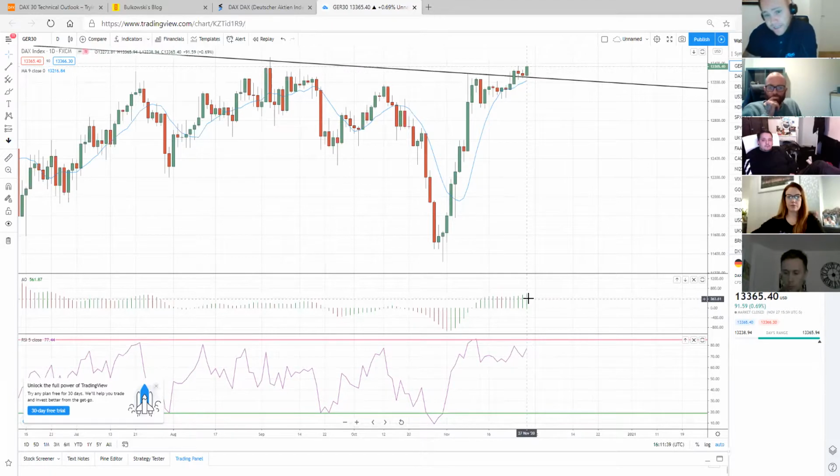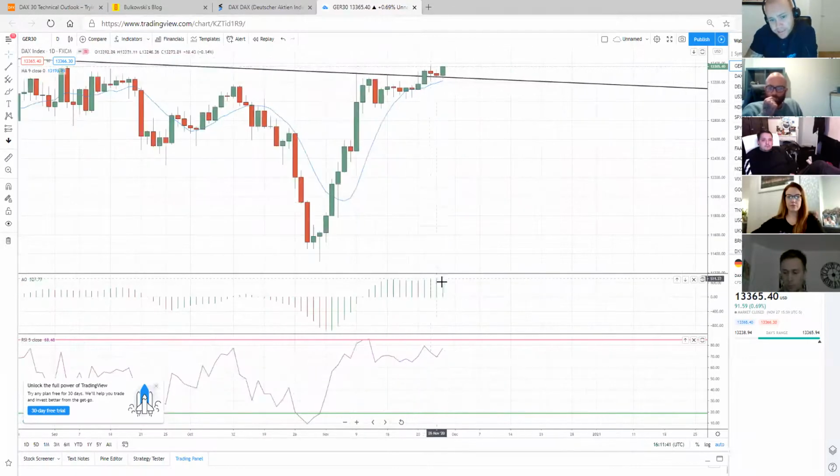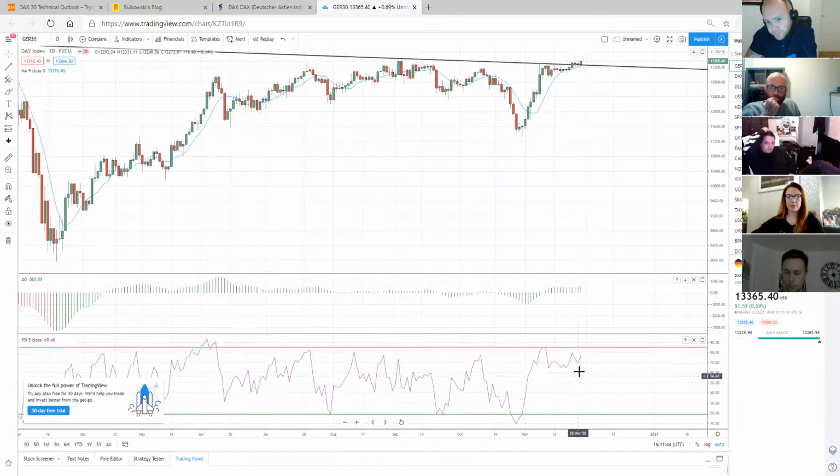So this is on the daily again. So you've got rising awesome oscillator. There's no divergence there. RSI, you can argue that, yes, there is divergence beginning to form. So you can see that.